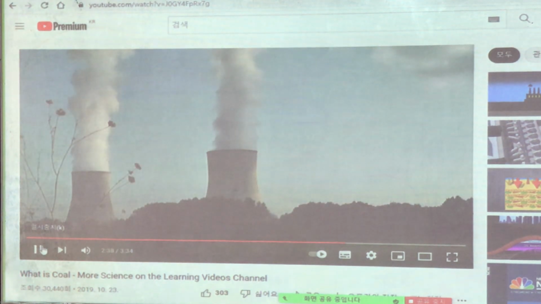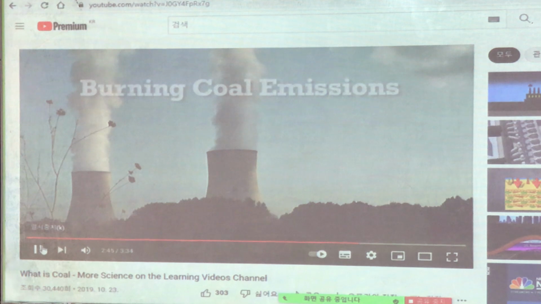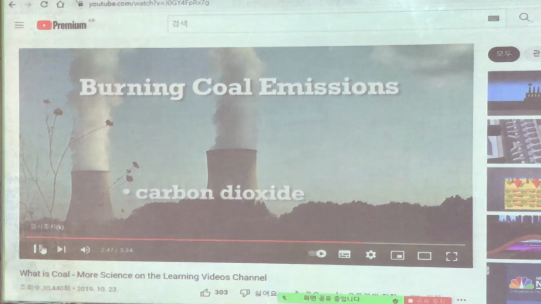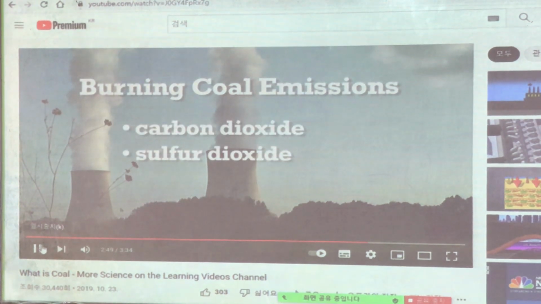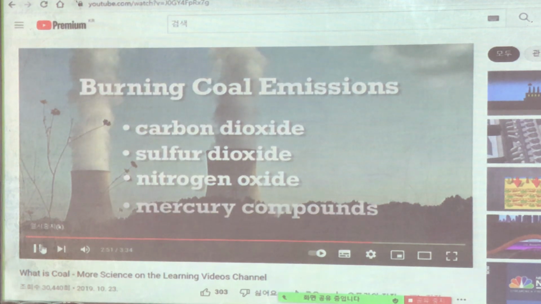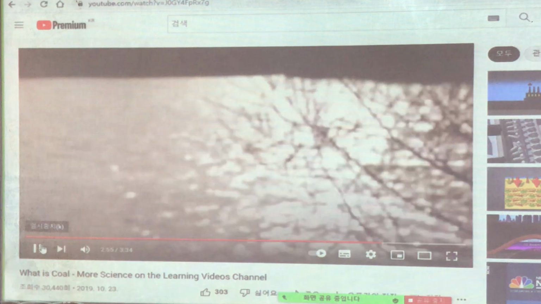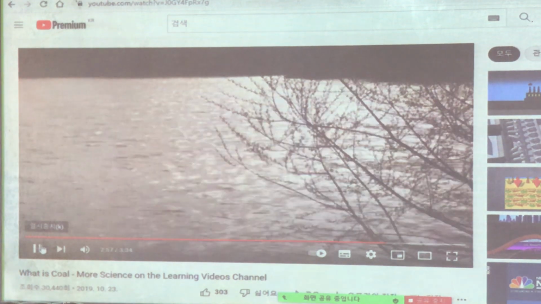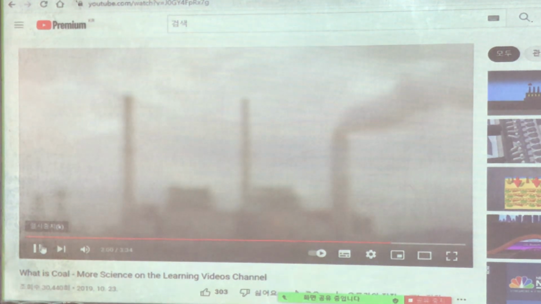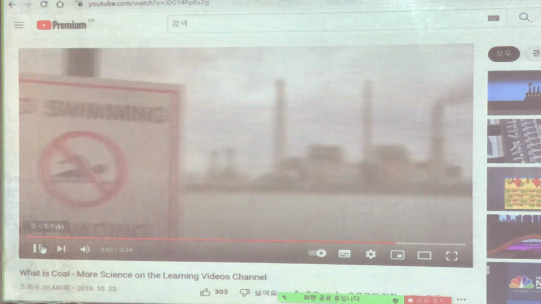Coal mining and the subsequent burning of coal can have many negative effects on both humans and the environment. The burning of coal emits carbon dioxide, sulfur dioxide, nitrogen oxide, and mercury compounds that pollute the air. The mining and burning of coal typically requires the use of water. Pollutants build up in the water used, contaminating bodies of water.